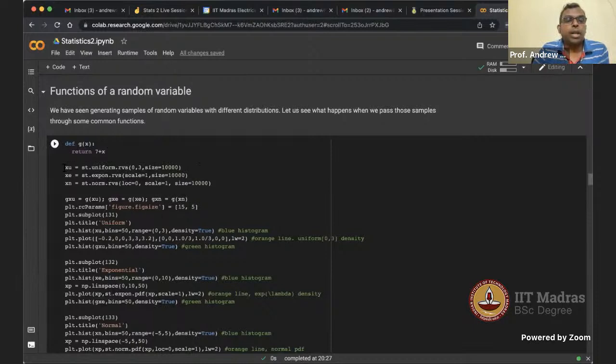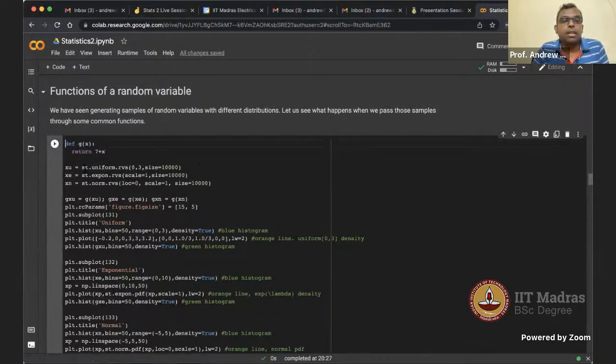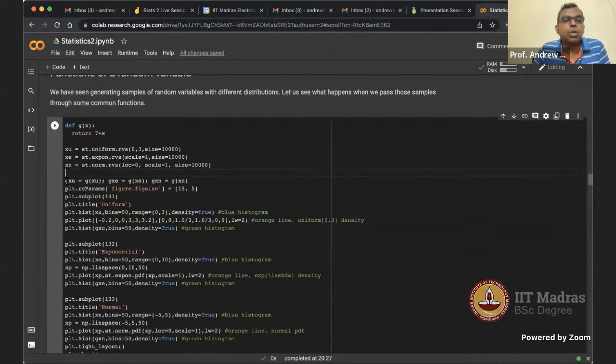I'm adding 7 to the function. And here, what I do is generate three different samples from three different random variables. One is uniform, I'll call it xu. Another is exponential, another is normal, right? Some 10,000 samples I'm drawing. And then I pass it through the function g.